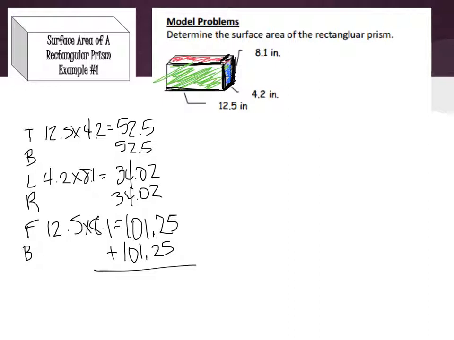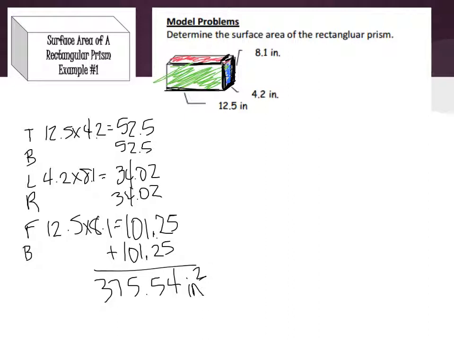When I add all 6 faces together, this is going to give me the total surface area. So 52.5 plus 52.5 plus 34.02 and 34.02 for the left and right, and the same thing for the front and the back, would give us a total surface area of 375.54, and we were measuring in inches. Since this is area, it's going to be inches squared. So this is one method of solving, is to just find each individual face and add them all together. Since there are 6 faces on a rectangular prism, I would need to make sure I add all 6 faces together.